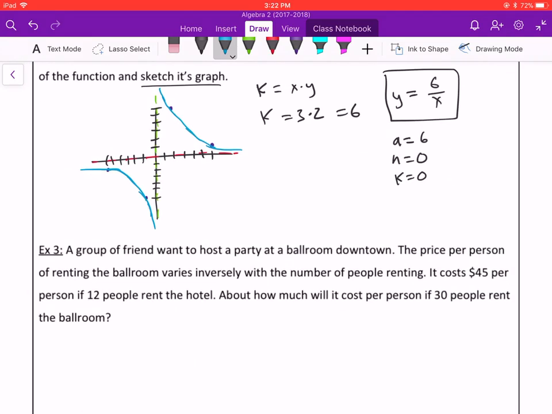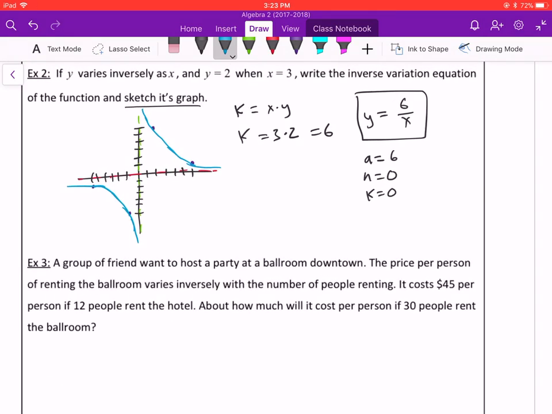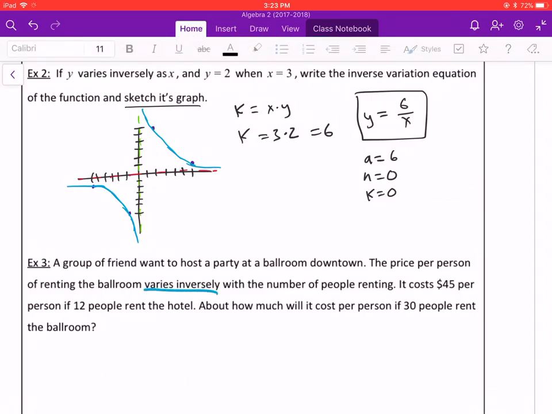All right, what if I want to do example 3 here? We got a real life problem, right? How does this relate to us? Well, look at this. Look at the situation here. A group of friends want to host a party at a ballroom downtown, okay? That happens, a birthday, quinceanera, whatever, right? They want to host a party at a ballroom downtown. The price per person of renting the ballroom varies inversely with the number of people renting it. So it varies inversely.